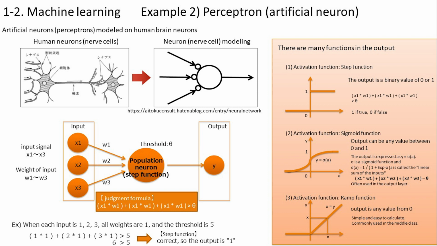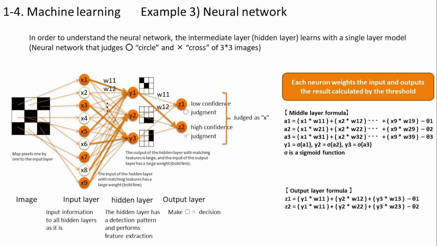As shown in the example below, if each input is 1, 2, 3, all weights are 1, and the threshold is 5, the formula is satisfied, so 1 is output. In the explanation just now, the output is either 0 or 1, and the step function is used. Each neuron will output based on a predefined function. For reference, the functions that are often used are introduced on the right side. First, just understand that various functions are used for output. Move on. Understand neural networks.